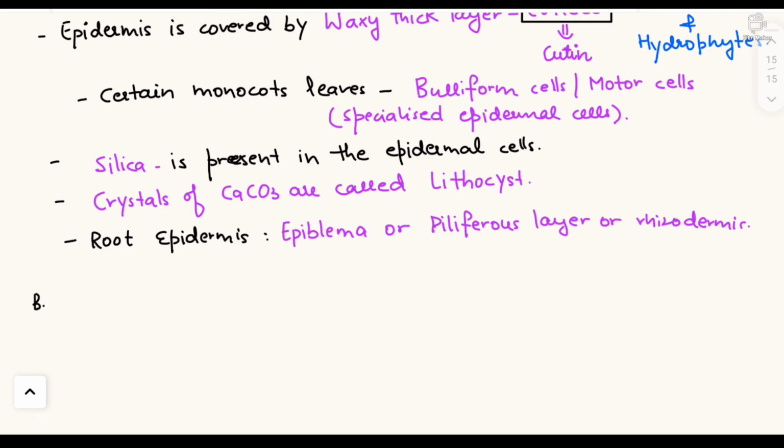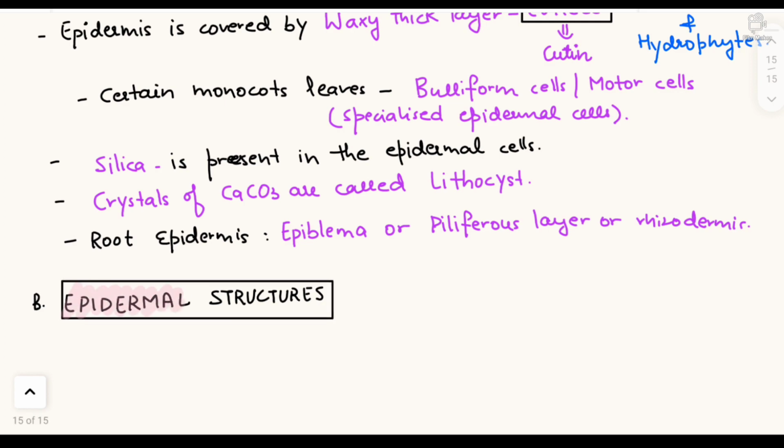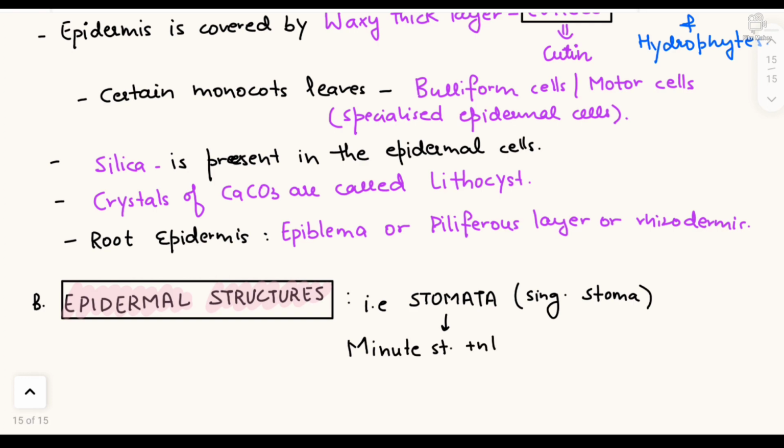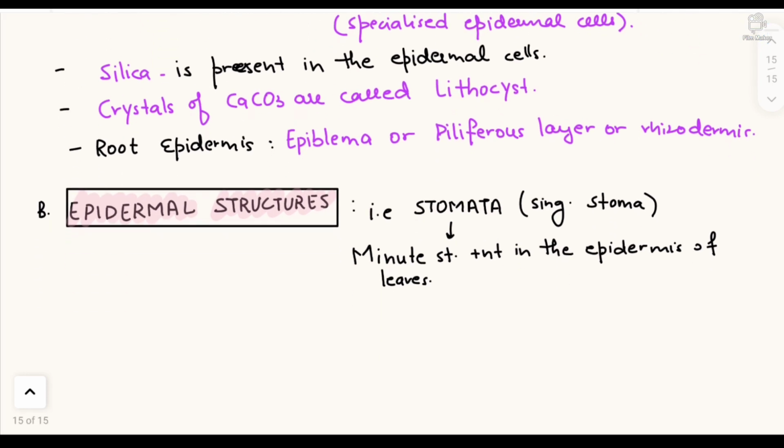Now the second part in the epidermal tissue system is epidermal structures. The epidermal structure in plants is stomata, which is present in green leaves and young stem. We know that stomata are minute pores that are present on the surface of leaves and in the green parts of certain stems as well, both in monocot and dicot plants. Stomata are not found in roots, because the function of stomata mainly occurs in leaves or the young stem of plants, that is gaseous exchange and transpiration.